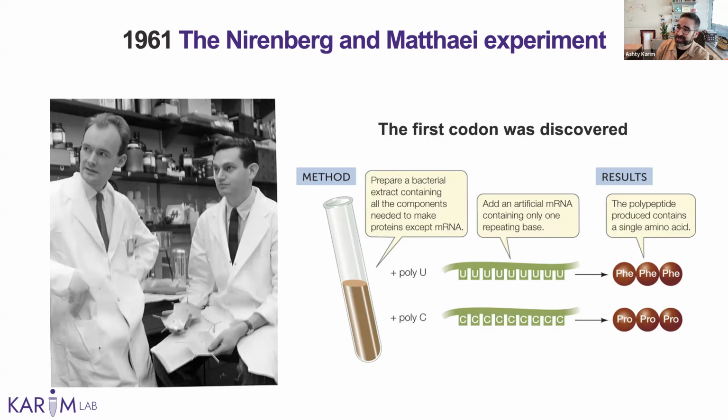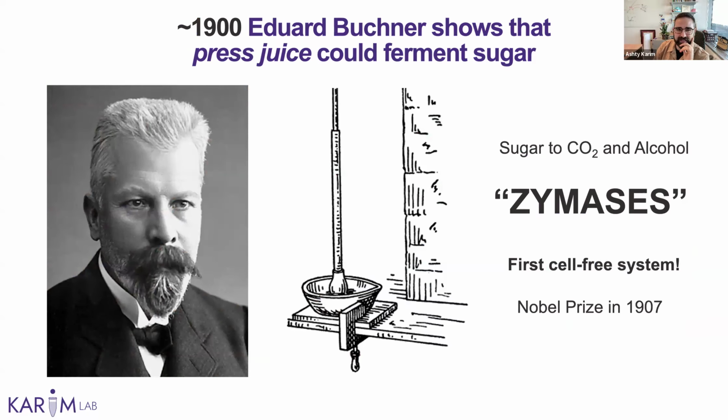But cell-free systems actually occurred much further back than this. The first reported cell-free system was reported in the late 1800s, early 1900s by Edward Buchner, which showed that we could use press juice, as he stated, or extract to ferment sugar. So you could take cells, break them open. Here he used yeast and showed that by adding sugar without a living cell, you could convert that sugar into carbon dioxide and alcohol. He deemed that what was present were these zymases that allowed for this to occur, and it was the first cell-free system that received the Nobel Prize in 1907.